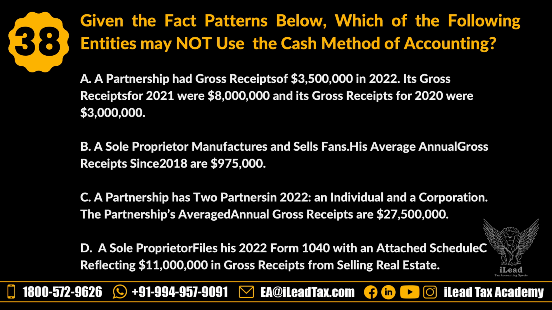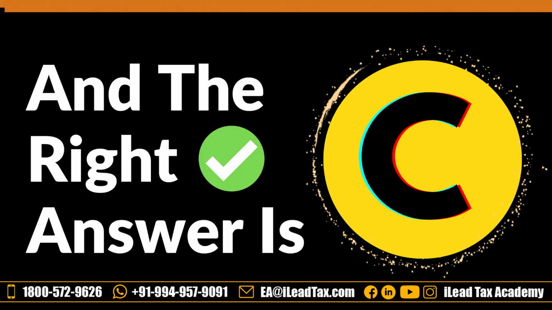Option C, a partnership has two partners in 2021, an individual and a corporation. The partnership's average annual gross receipts are 2.75 million. And option D, a sole proprietor files his 2022 Form 1040 with an attached Schedule C reflecting 1 billion in gross receipts from selling real estate. Let's see the answer. The answer is C. Let's see why it is C.